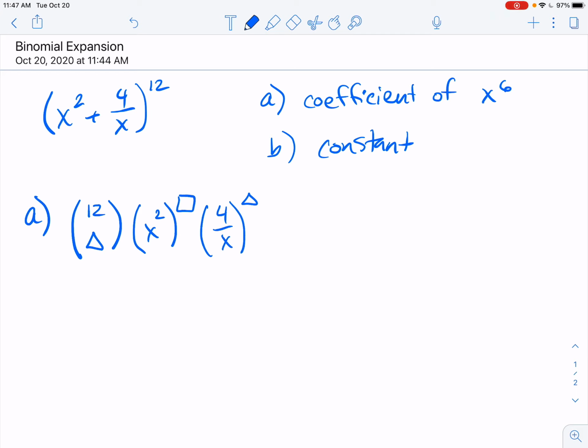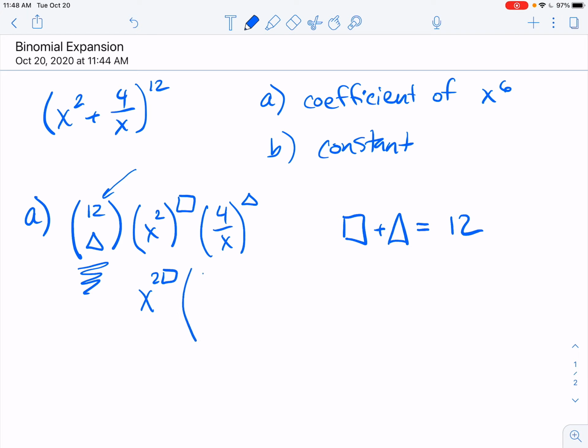What we know is that the box plus the triangle have to equal 12, because this is raised to the 12th. So the exponents added up together are going to equal 12, and that has to happen no matter what. Well, then if we look at my exponents, we're going to ignore this part for just a second because we don't know what that combination is, but we're going to have x to the 2 box times 4 to the triangle over x to the triangle.